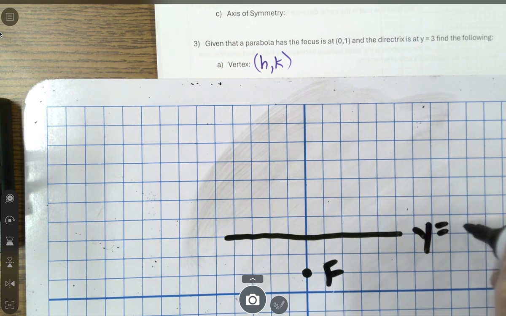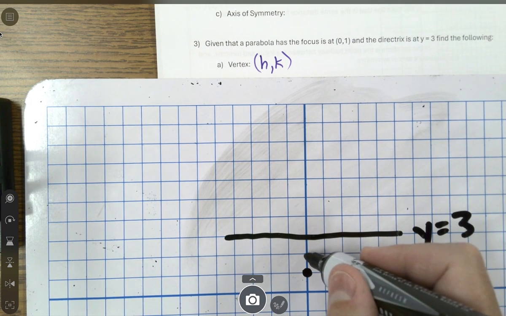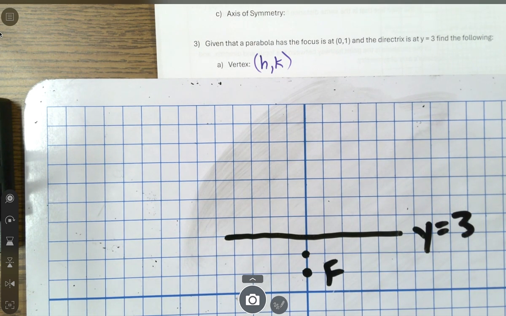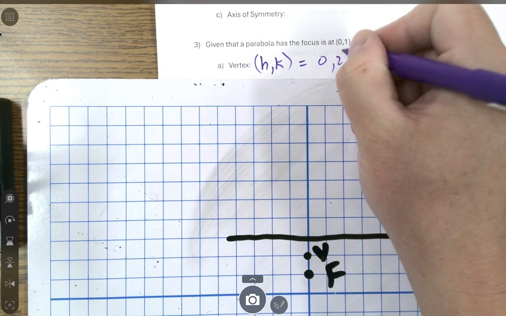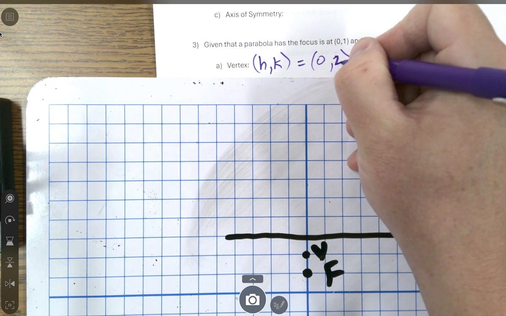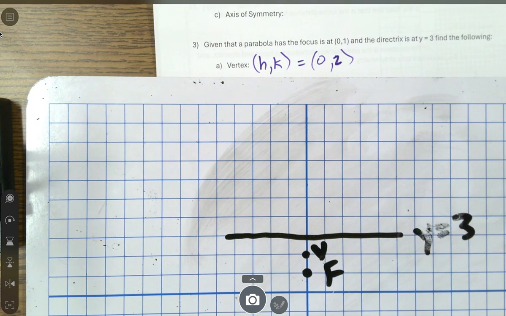So I need to find the vertex. Well, the vertex is smack dab in the middle of those two. So that is my vertex, and that is at (0, 2). And then my p-value is going to be a little sneaky here.